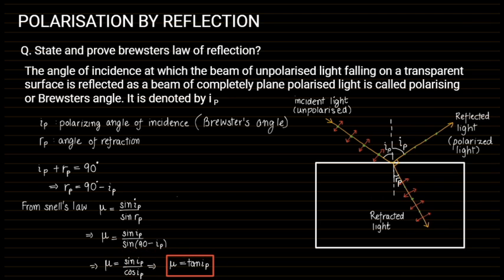So what does this law state? That the refractive index of any medium is equal to the tangent of its polarizing angle. This is your Brewster's law.